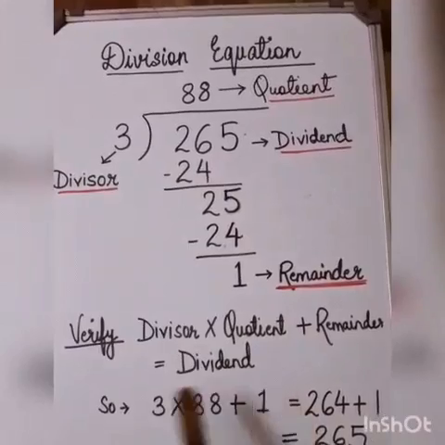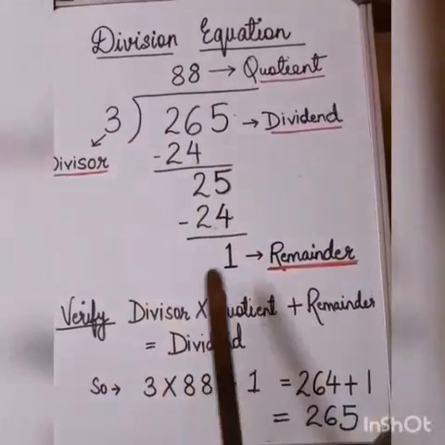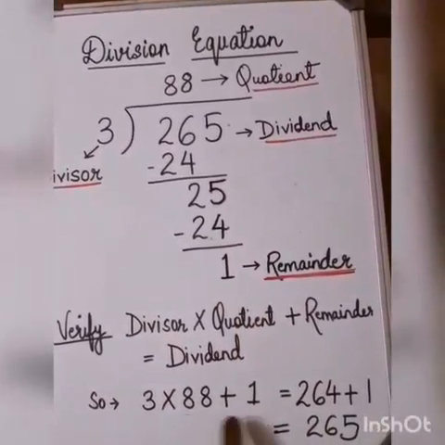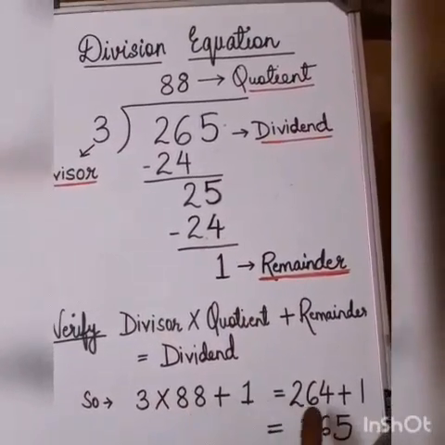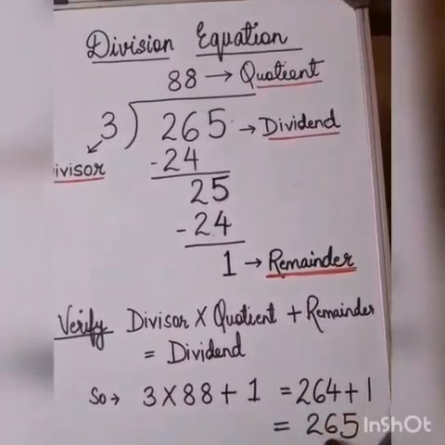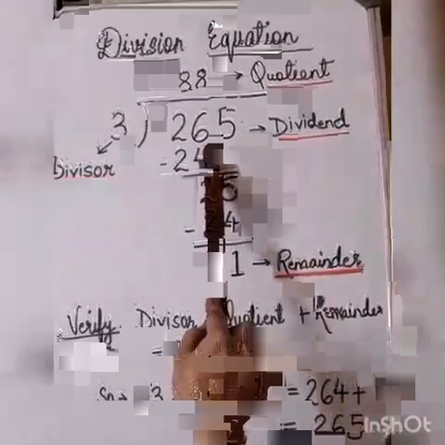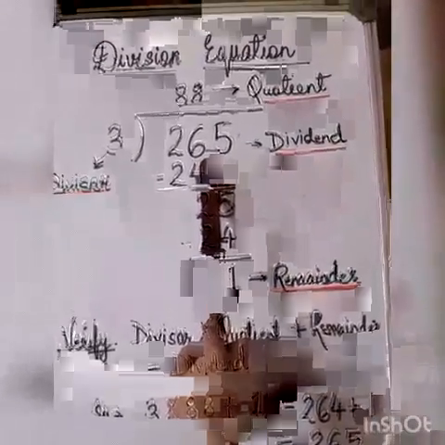Let's see how we have done it. 3 multiplied by 88 plus 1. So here 3 multiplied by 88 is 264, plus 1 is 265. We get the same dividend here. So our division is correct.